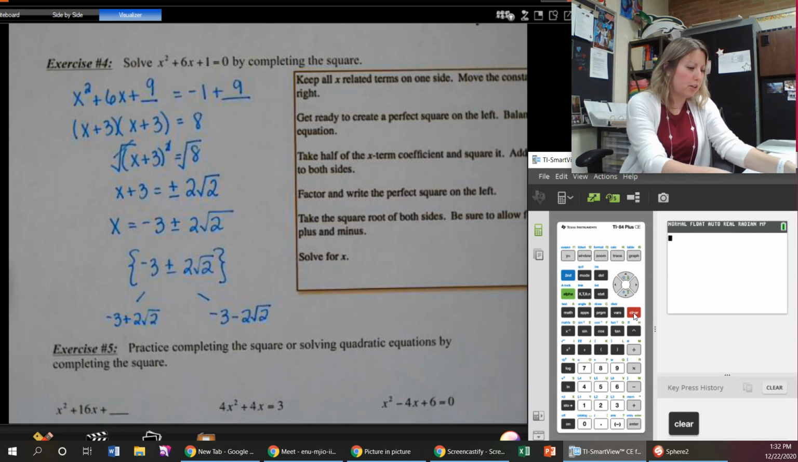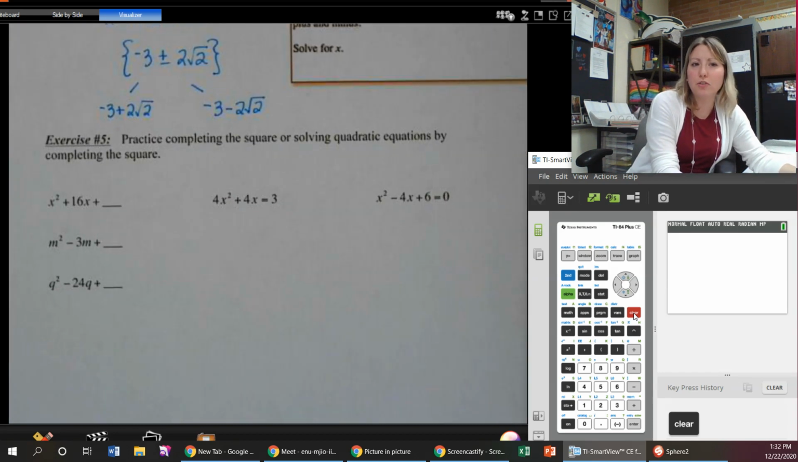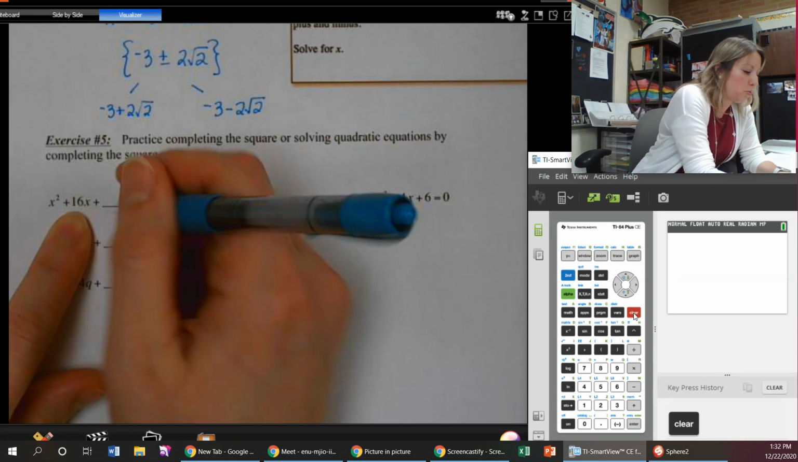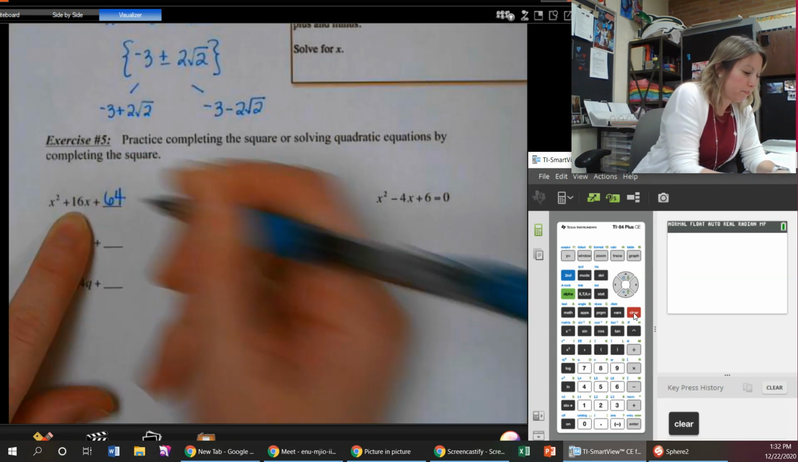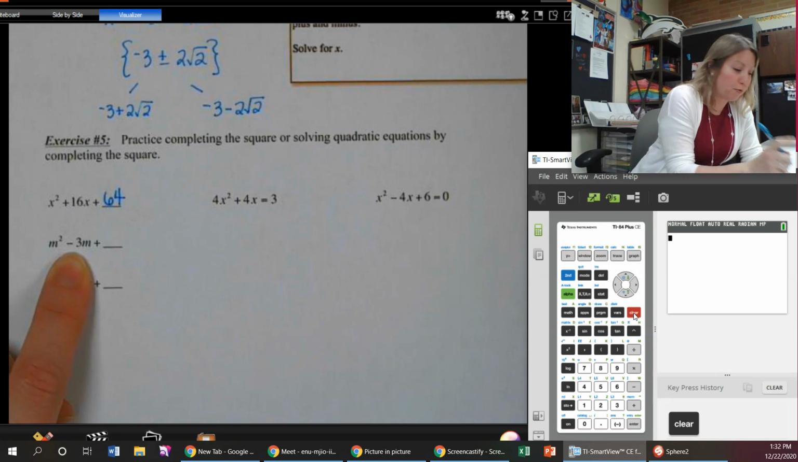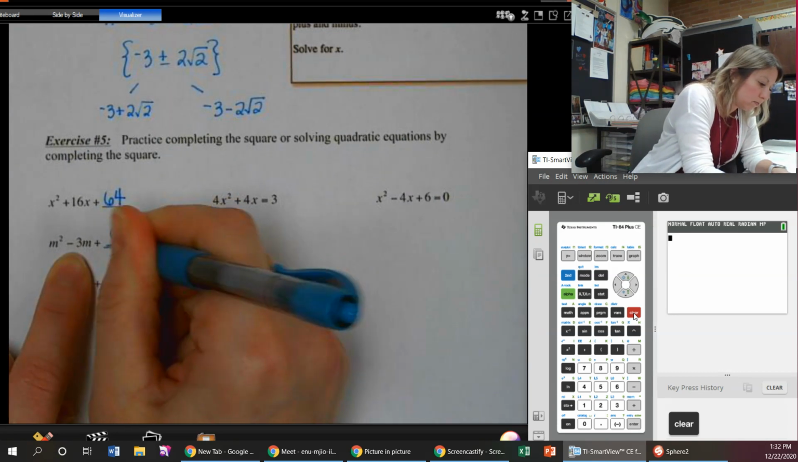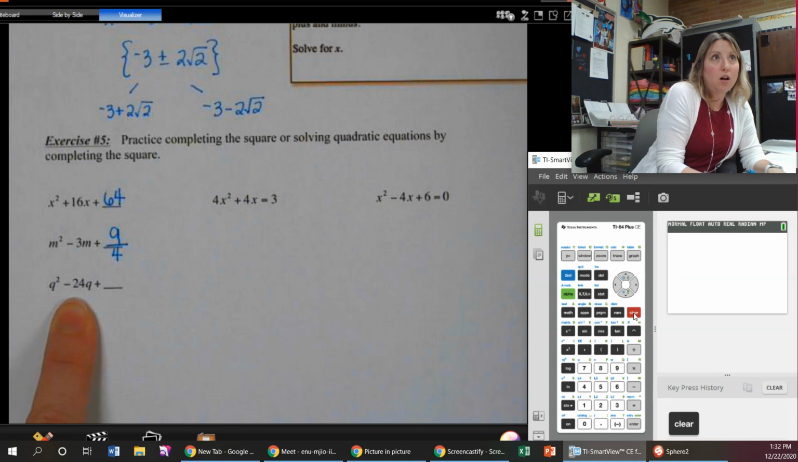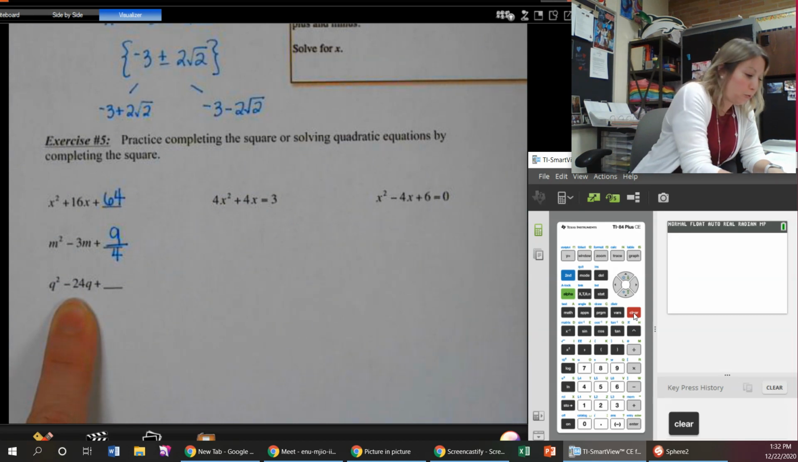Let's complete the square down here. I'm not going to solve these. I'm just going to complete the square, just to practice. 16 divided by 2 is 8. 8 squared is 64. Remember, when it's an odd number in the middle, square the top over 4. So 9 over 4. Negative 12 squared is 144.